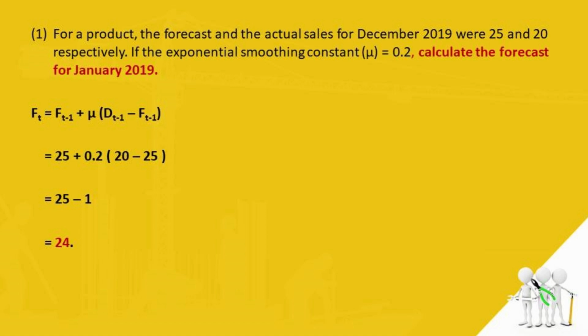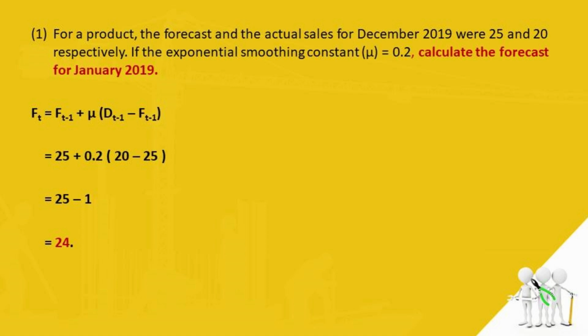of December 2019 are 25 and 20. If the exponential smoothing constant mu is taken as 0.2, you have to calculate the forecast sales for the month of January 2020. This numerical can be solved by the simple implementation of the quantitative time series forecasting method that we have studied in the previous lecture.